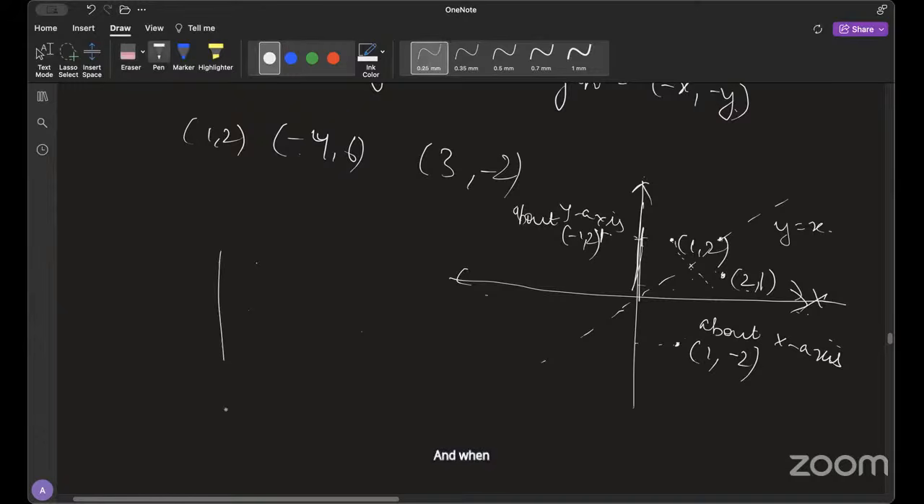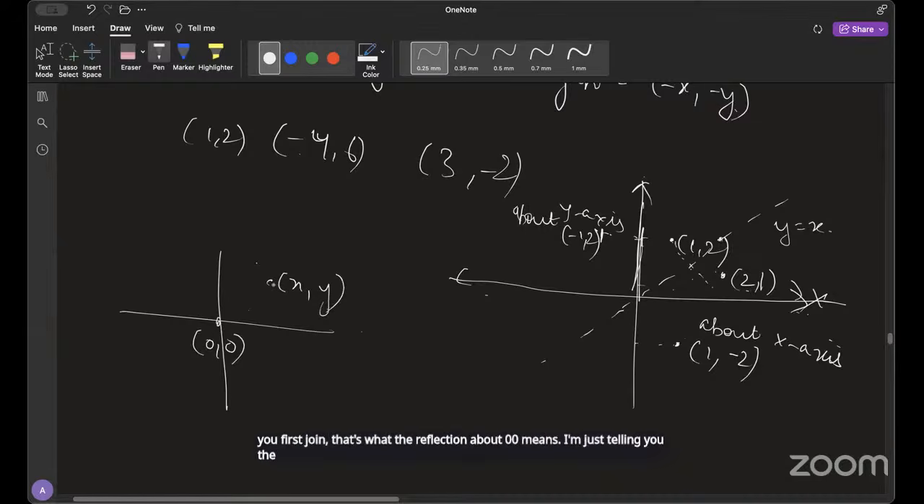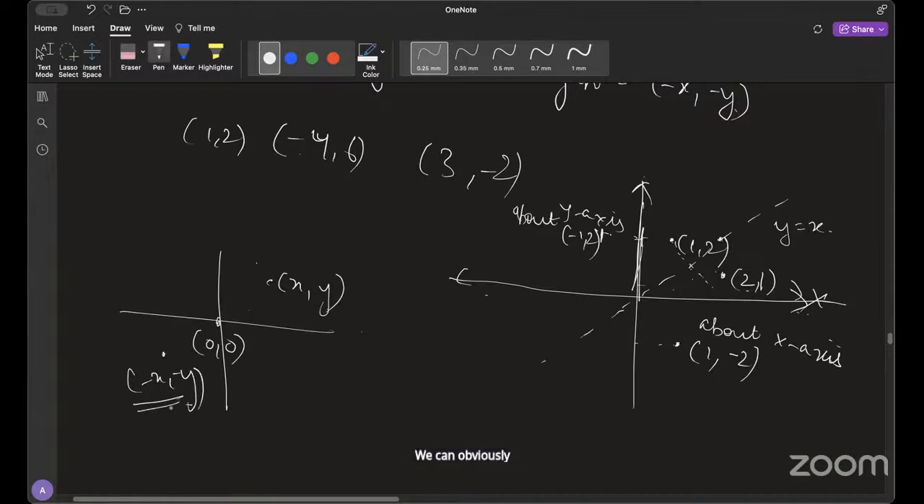When we are reflecting about 0 0, let's say you're reflecting about the origin. Let's say this is your point x comma y. What you do is you first join it to the origin. That's what the reflection about 0 0 means. I'm just telling you the meaning of it. The point that you will get after reflection is minus x comma minus y. We can obviously derive how it's minus x comma minus y, but that's not needed. I'm just giving you the geometrical idea behind it.